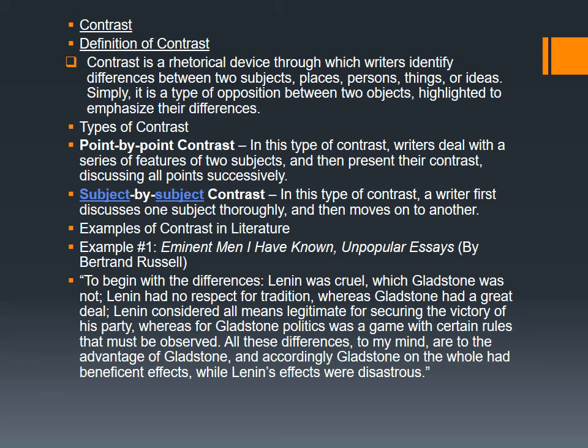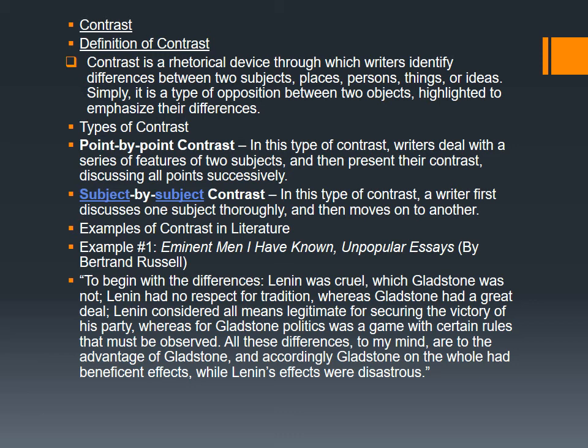Point by point contrast is the first type of contrast that we are going to discuss. In this type of contrast, writers deal with a series of features of two subjects and then present their contrast, discussing all points successively. Subject by subject contrast: in this type of contrast, a writer first discusses one subject thoroughly and then moves on to another. Examples of contrast in literature.